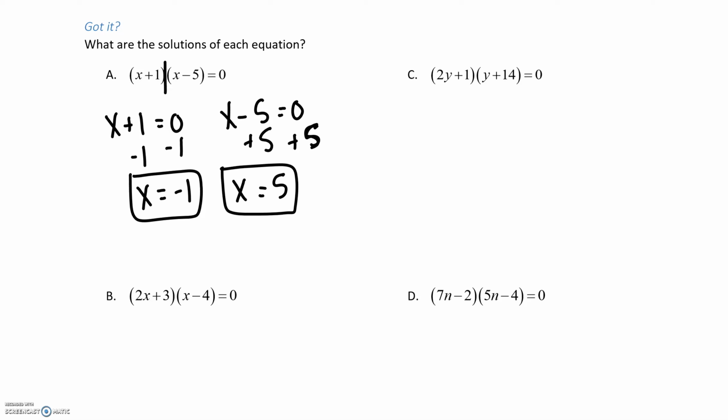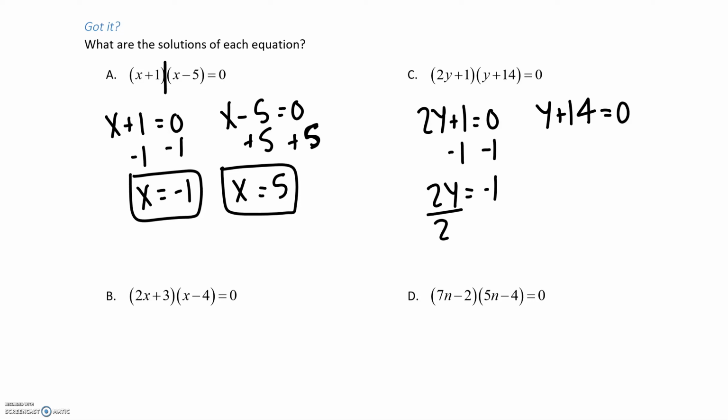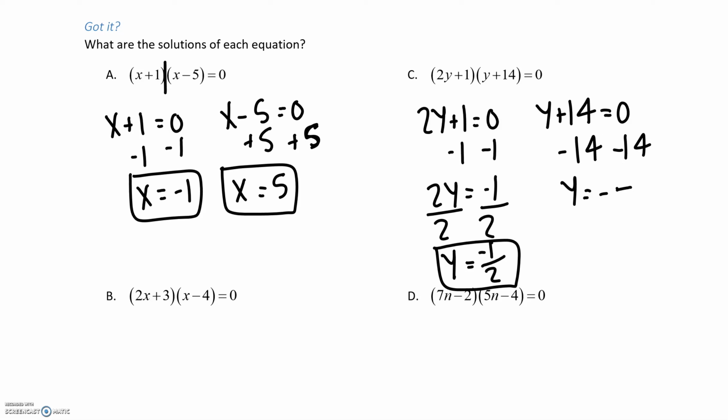Over here we have 2y plus 1 equals 0, and we have y plus 14 equals 0. So subtracting 1, 2y equals -1. Divided by 2, y is going to equal -1/2. And we can subtract 14 from both sides, which gives us y equals -14.